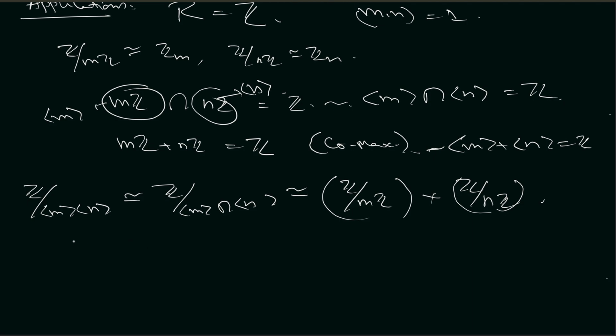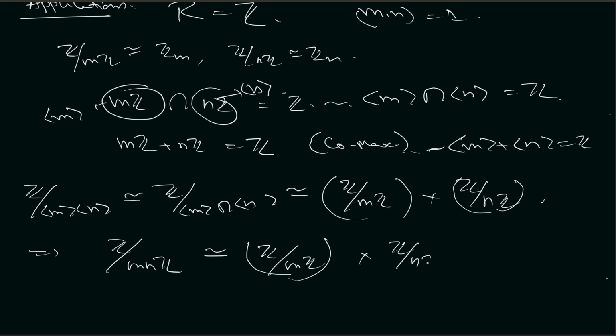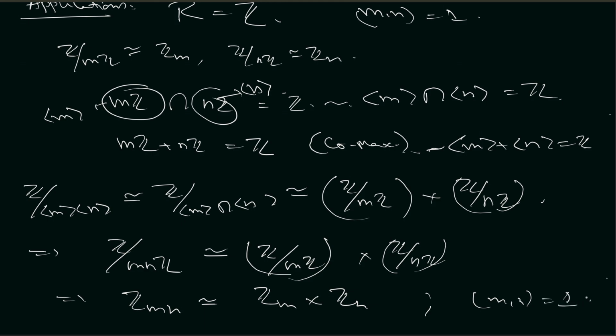So from here you can show this implies that Z mod Mnz is isomorphic to Z mod Mz cross Z mod Nz. This means that Z_mn is isomorphic to Z_m cross Z_n, provided the GCD of M comma N is 1. That is what comes from the Chinese remainder theorem.